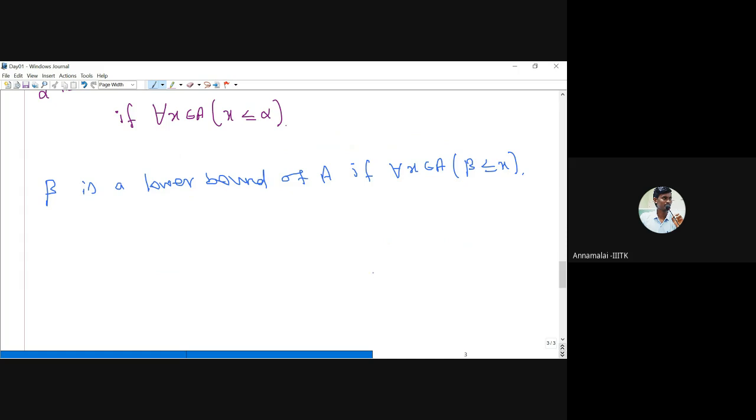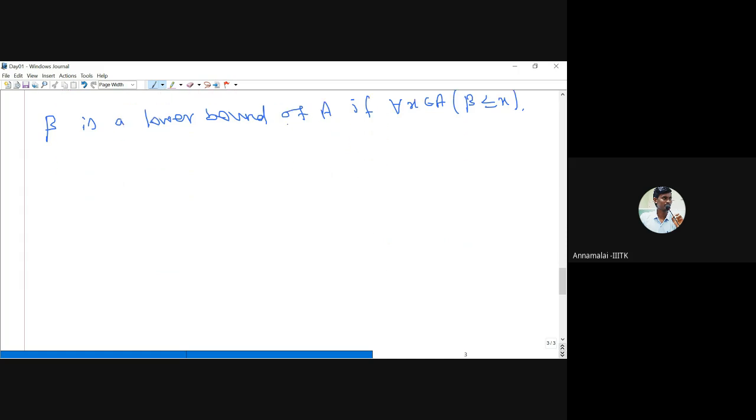Before that, we define what is bounded above. When we say a set is bounded above, it has an upper bound. So, definition for bounded above: a non-empty set A, a subset of R, is said to be bounded above.